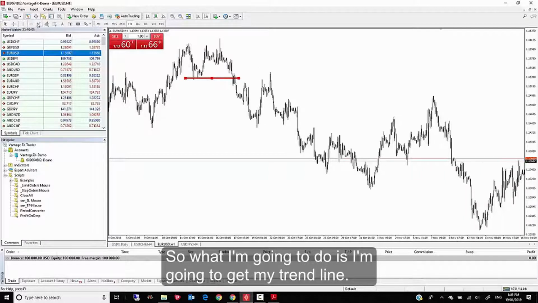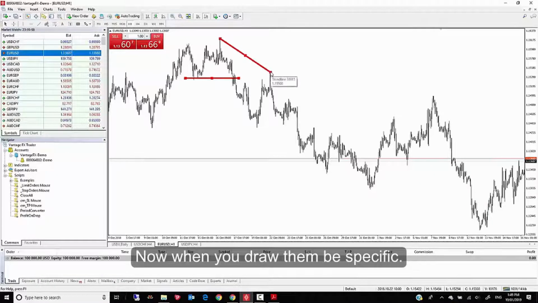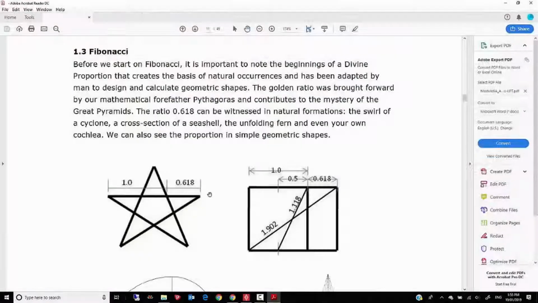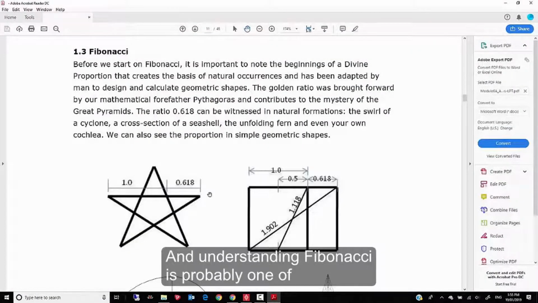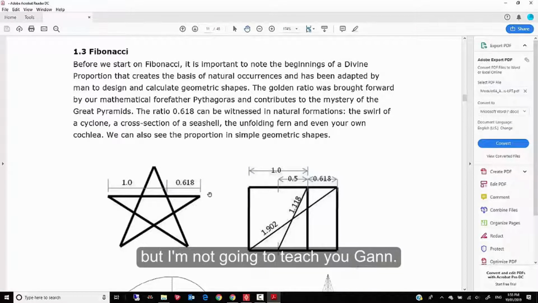So what I'm going to do is get my trend line. I'm going to go from that peak to that peak. Now when you draw them, be specific. Okay? And understanding Fibonacci is probably one of the most important things to do in trading, other than Gann. But I'm not going to teach you Gann, I'll teach you Fibonacci. It's a little bit easy to understand.